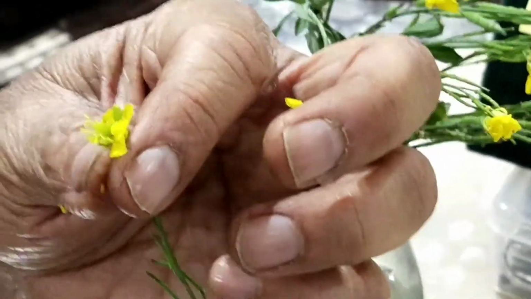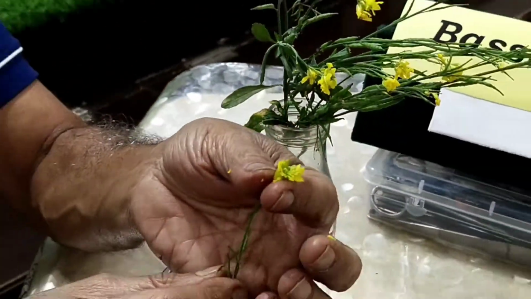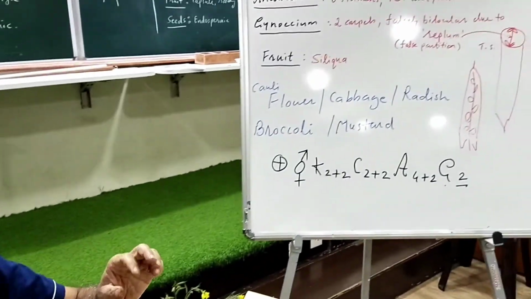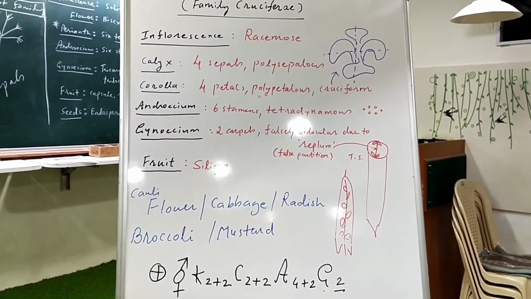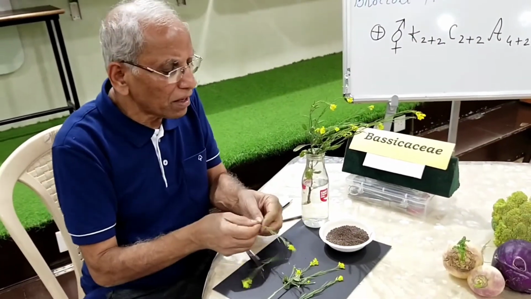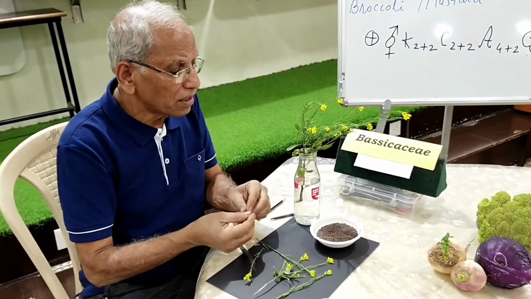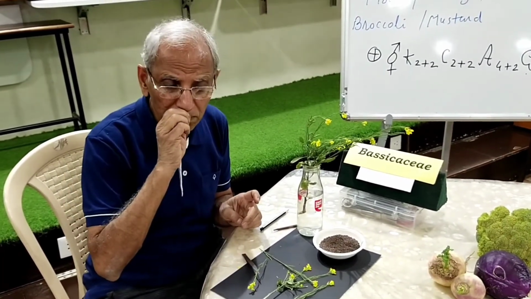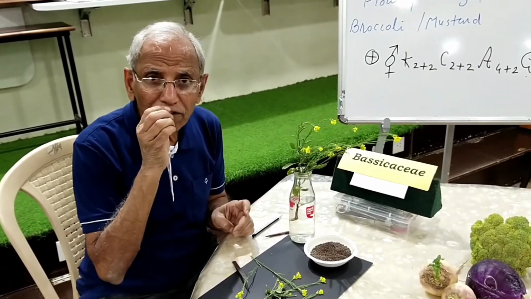That is it, and I don't think there is more detailing required. And what type of inflorescence is this? It's a racemose inflorescence. Mustard has a typical flavor, and a very strong, pungent smell. Oh yes, I can feel that.